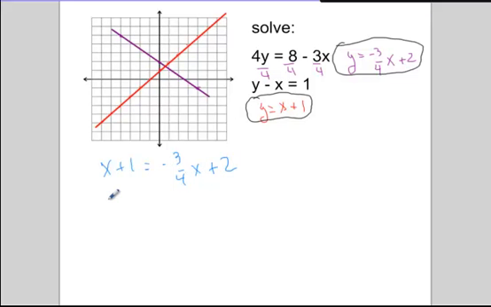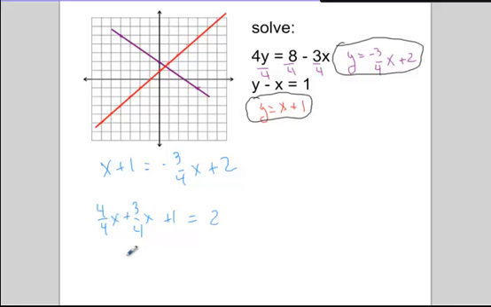I'm going to add 3/4 x to both sides. So when I do that, I'm going to want to add it to this. I'm going to make that 1x into a 4/4 x so that I can add 3/4 x to it. Then I've got the plus 1 on that side. And this plus 2 stays there, but the negative 3/4 is gone because it was added to both sides and it cancels out on that side.